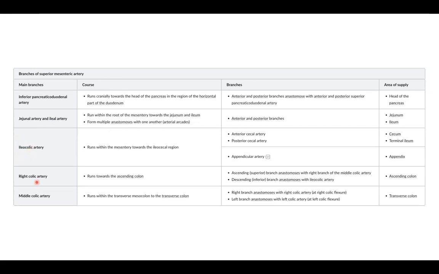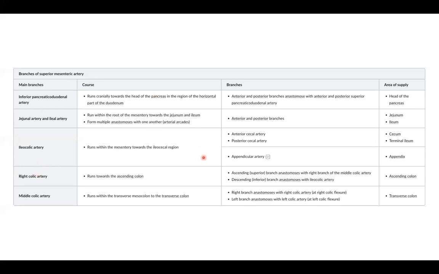And then we have the right colic, which supplies the ascending colon, and then the middle colic, which supplies the transverse colon. And then the descending colon is supplied by the left colic artery, which is a branch of the inferior mesenteric artery. And how can you remember this? Remember that the ascending colon is on the right side, and the descending colon is on the left side. And I will show you what it looks like in the upcoming pictures.